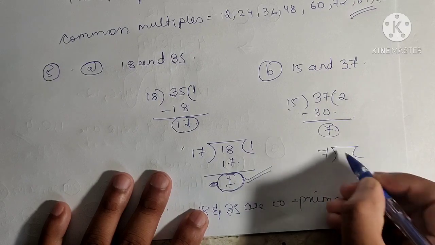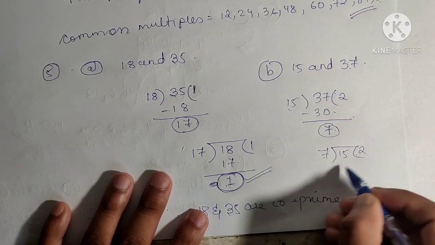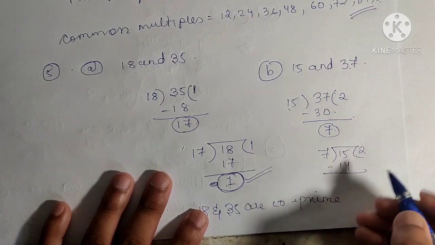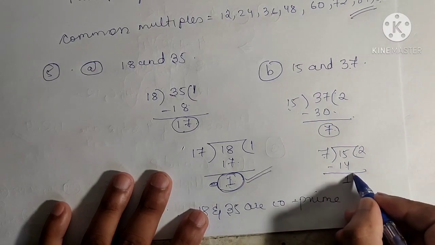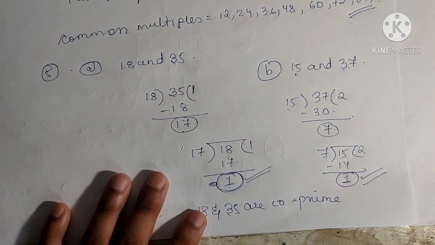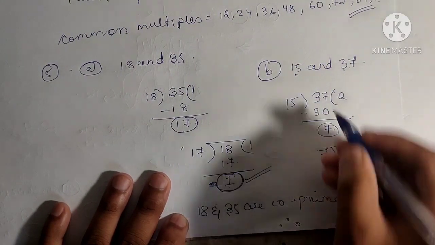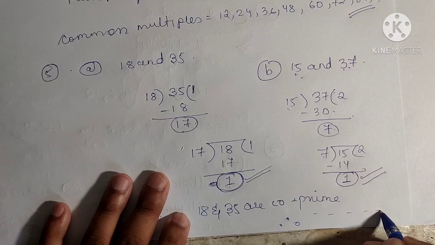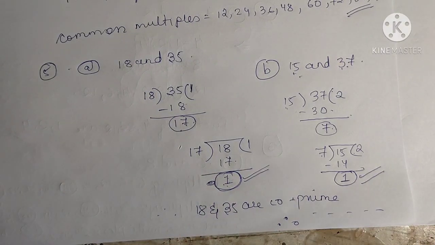7 will now divide 15. So 7 twos are 14. See what are we getting now? 15 minus 14 is 1. Now again we are getting remainder as 1. That means 15 and 37 are co-prime numbers. So in the same way you write, therefore 15 and 37 are co-prime numbers. You write like that in your notebook.